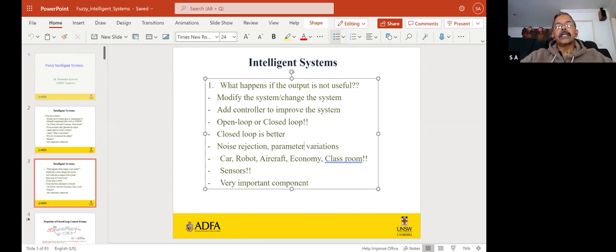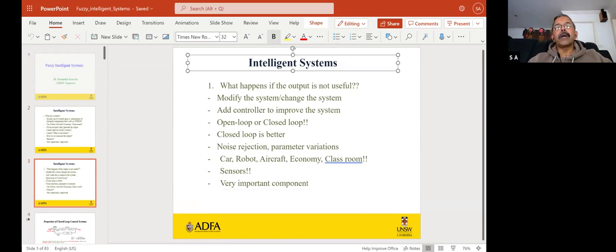Because they are robust, we want to have closed loop systems for a car, robot, aircraft, economy, or even in the classroom or anywhere else that you go. And for a closed loop system to work, you should be able to measure the output. So sensors are a very, very important component of any system that you have got. Particularly, we'll talk about them as very important components of intelligent systems.